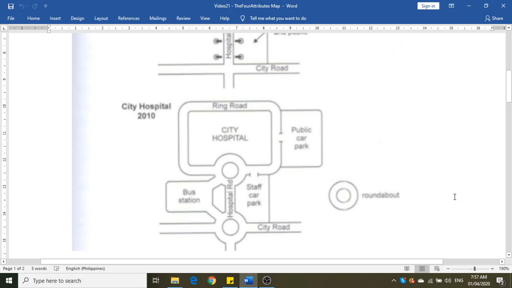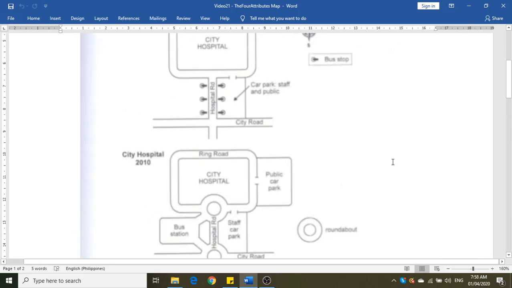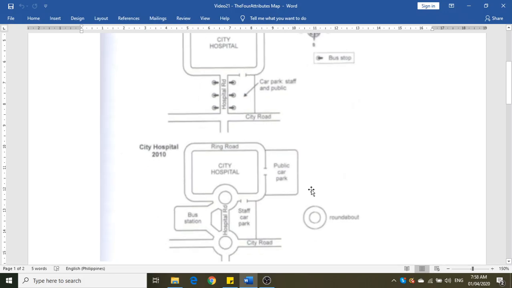So at this point, we can now see that we have an overview statement, and the overview can simply state that there have been changes as regards the traffic flow towards the city hospital, and particularly the changes were in the bus station, in which the numerous bus stops were now incorporated under a single structure.